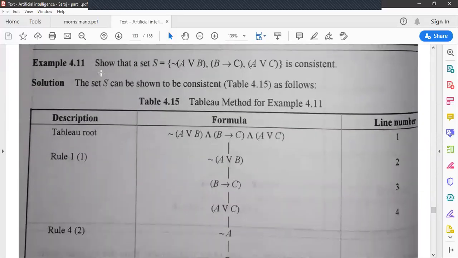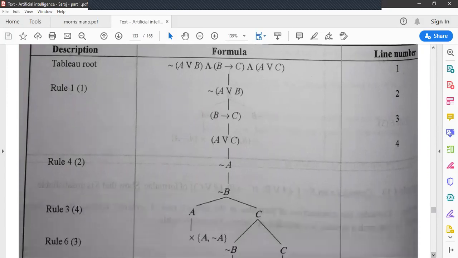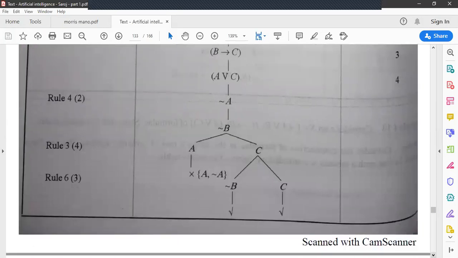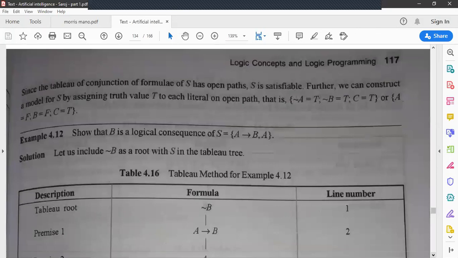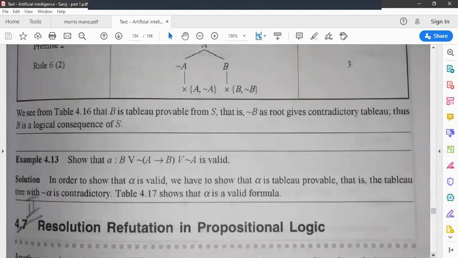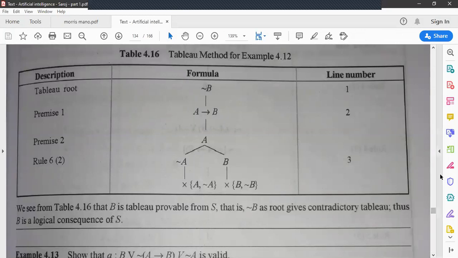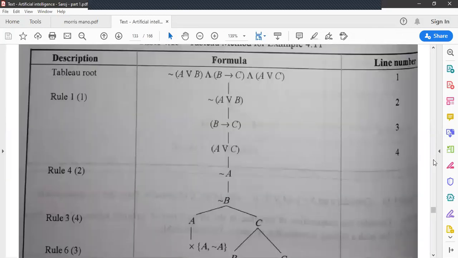Okay, next example is show that a set S equals not A or B, comma B implies C, comma A or C is consistent. I just give you 5 minutes time. Please go through this and ask me if you have any doubt. Please go through that example.